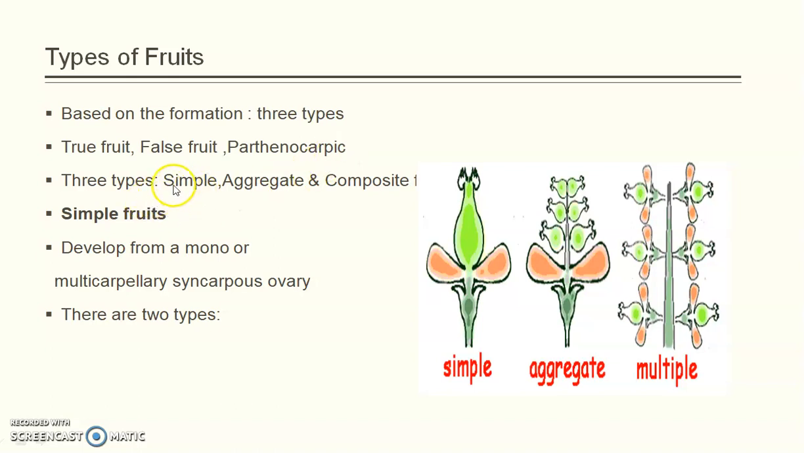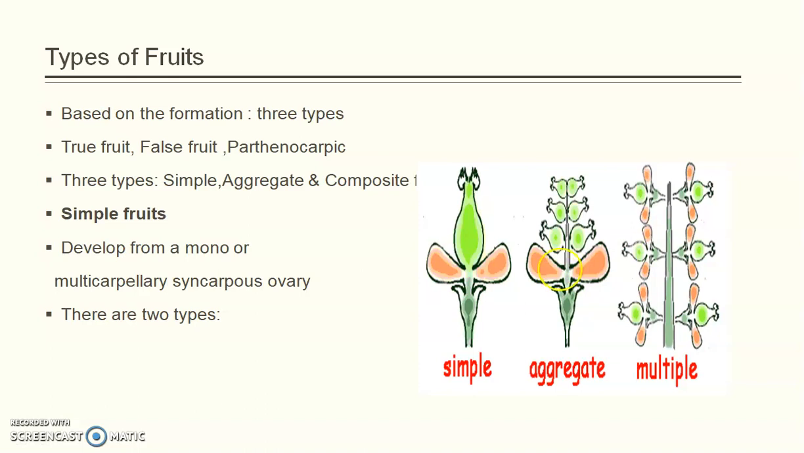And now let us discuss the three types of fruits, namely simple, aggregate and composite fruits. So what are simple fruits? Simple fruits develop from a mono or multicarpellary syncarpous ovary. Syncarpous means fused carpels. So here we can see in the diagram, simple fruits develop from a fused carpel, syncarpous, single ovary. So it is termed as simple fruit.